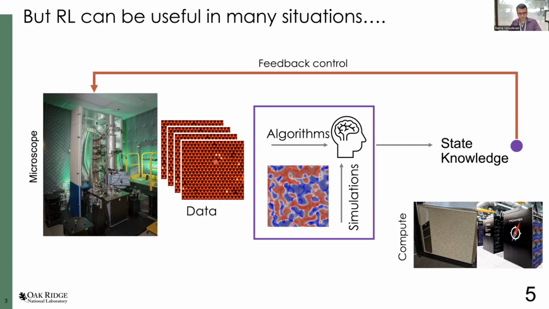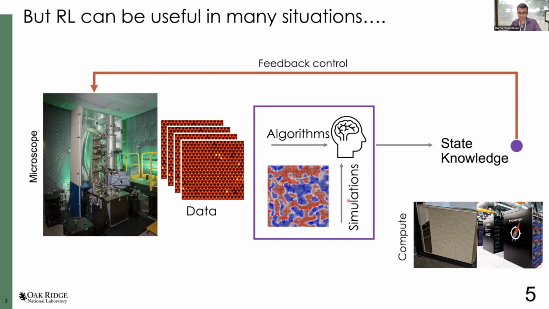And so if you talk about this in reinforcement learning parlance, what that really means is that from our microscope, we get some state knowledge. In other words, what is the state of our particular system? And sometimes we can also leverage simulations to help us decode what that actual state is. And based on what we would like to do to the system, we can then train reinforcement learning agents to provide that feedback control. In other words, to determine what actions to take such that we reach our desired state in the future.